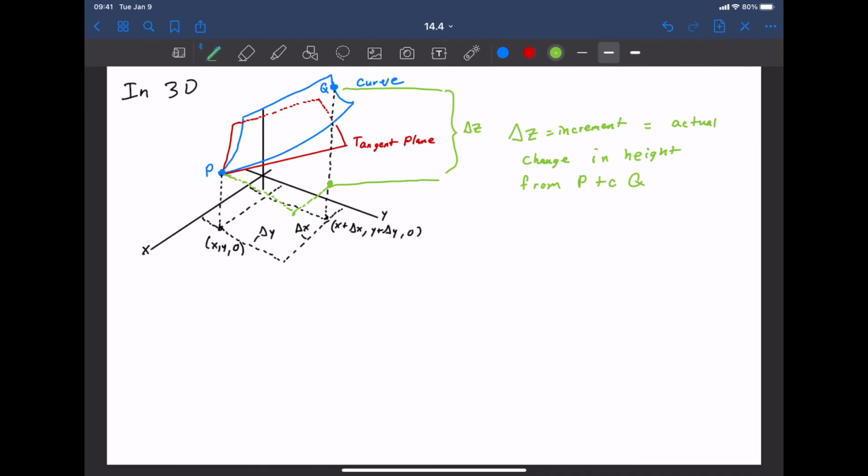If we kept the z plane fixed, like this green thing is supposed to be the plane z equals z naught, whatever the initial z coordinate was, and that's how far above that plane we are, that's what delta z represents. That's what the increment of z represents, from the initial xy pair to our x plus delta x, y plus delta y pair.